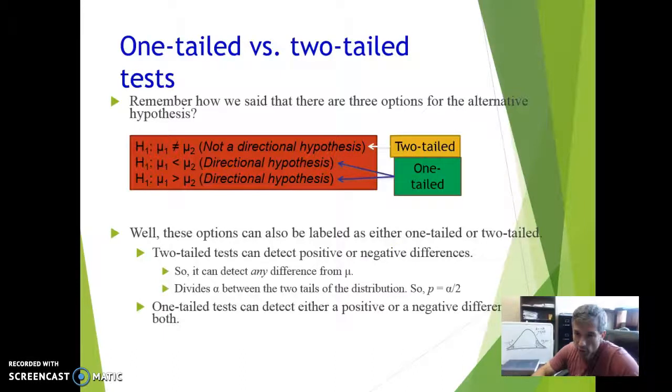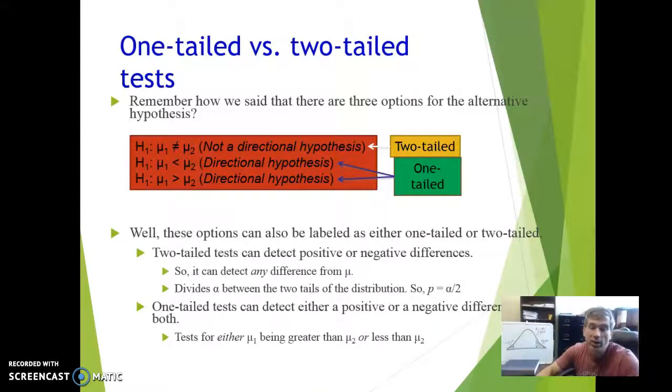One-tailed tests, on the other hand, can detect differences only in one direction, only in the predicted direction. If your prediction is mu1 is greater than mu2, you can only reject the null if your results are in that tail. If they go the opposite of what you predicted, you can never reject the null. So you can test for either mu1 being greater than mu2 or mu1 being less than mu2.